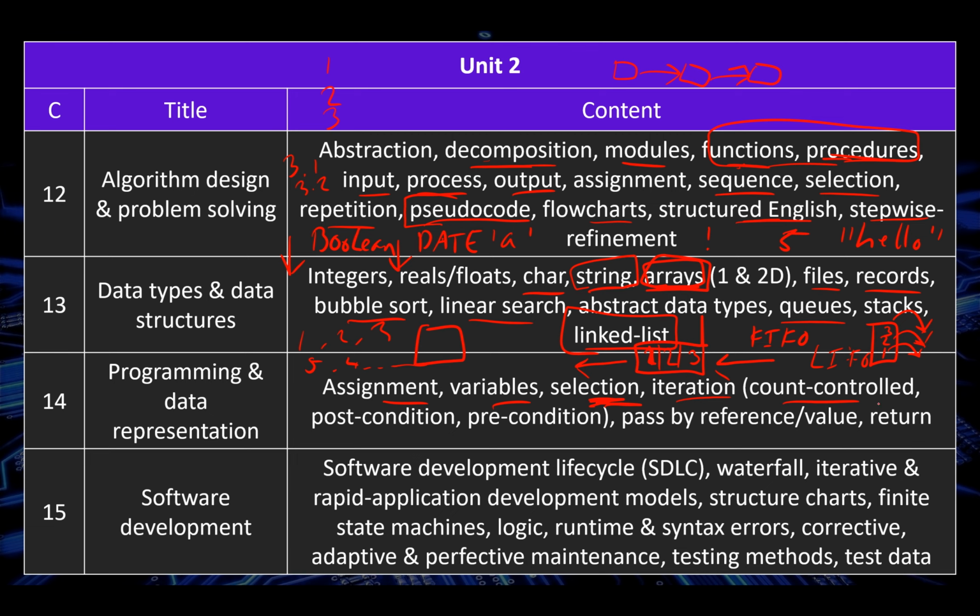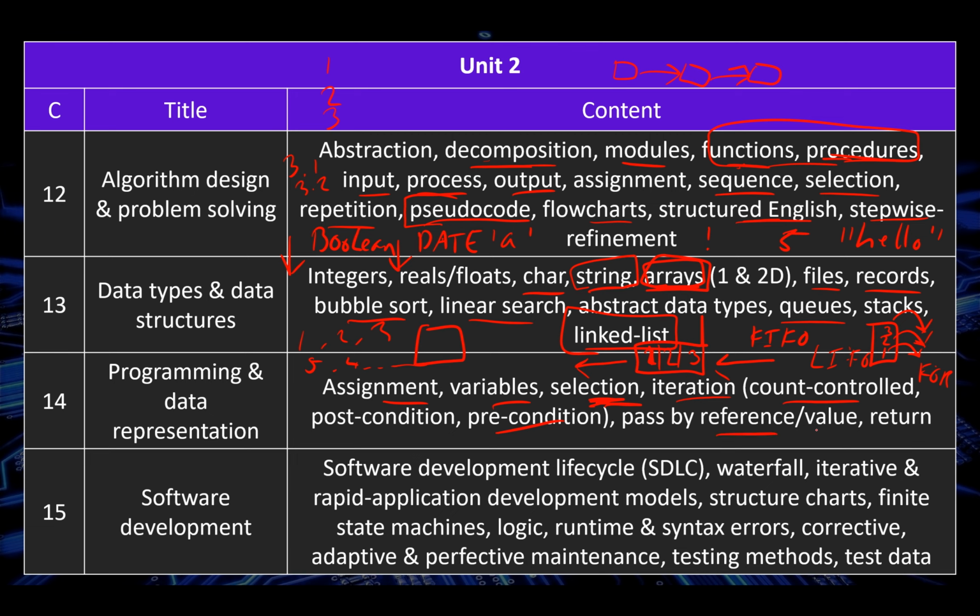So there's going to be a count controlled loop, and in particular, that's going to be a for loop in pseudocode. Then there's a post conditional loop. A post conditional loop means you do the code, then you check the condition. So that's going to be a repeat until loop in pseudocode. Then preconditional means we check the condition, then we run the code. So that will be a while loop in pseudocode.